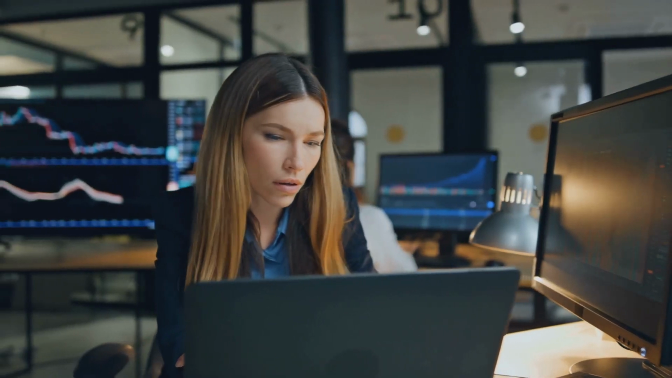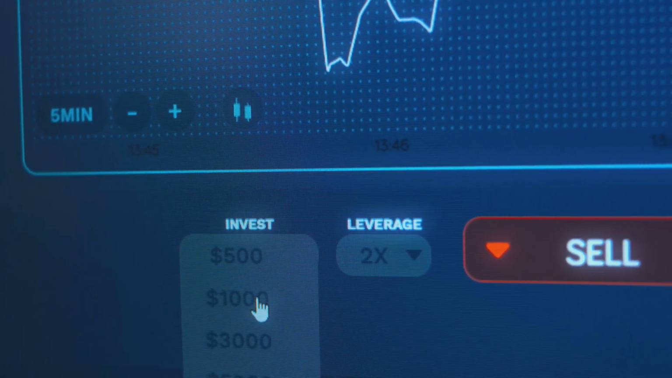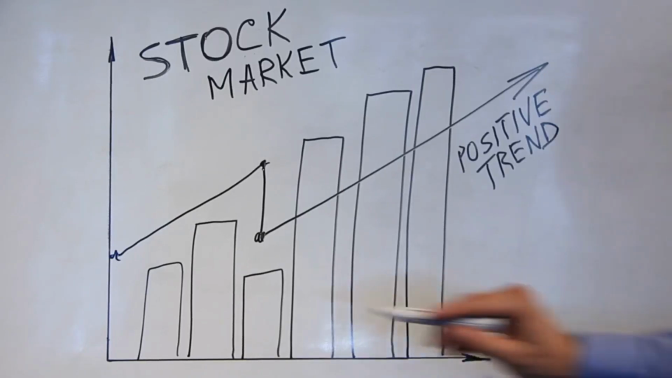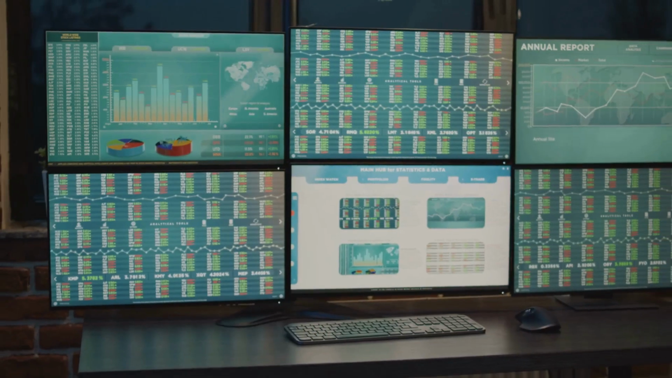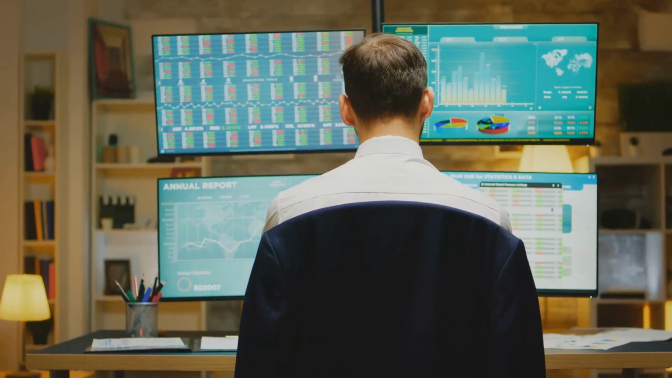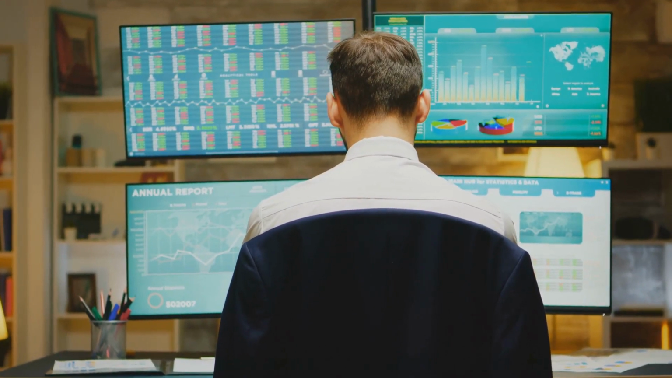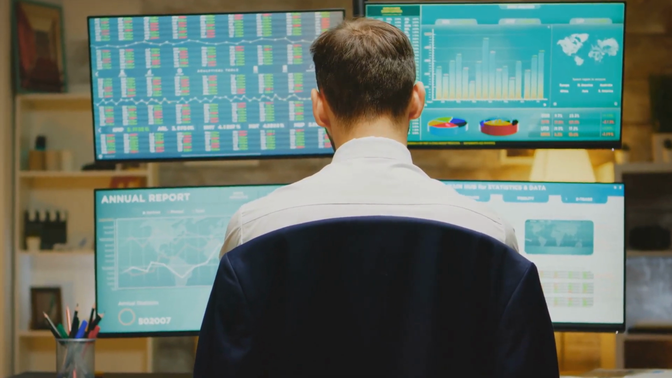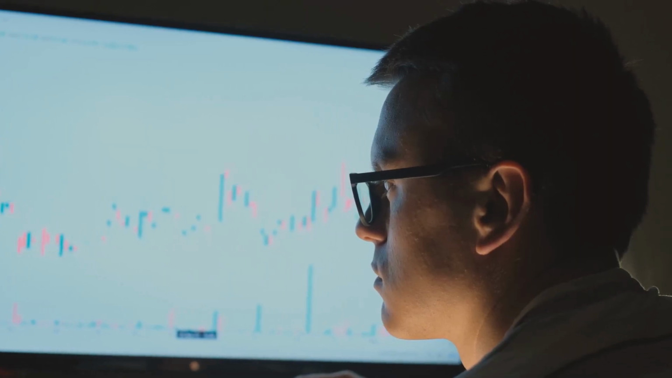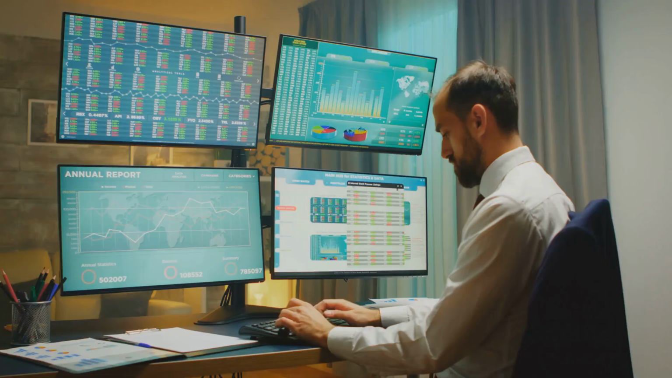Losses are part of trading. Your job is to protect your capital and let your edge play out over time. Discipline and consistency are what separate successful traders from the rest. Stick to your process and your results will follow.